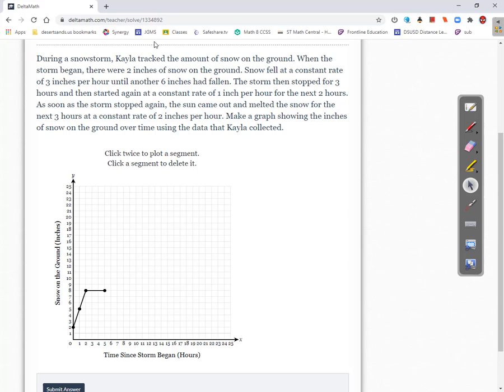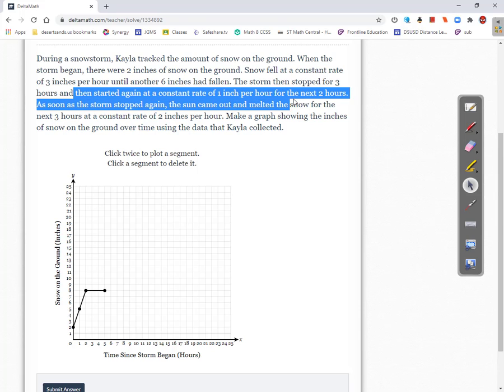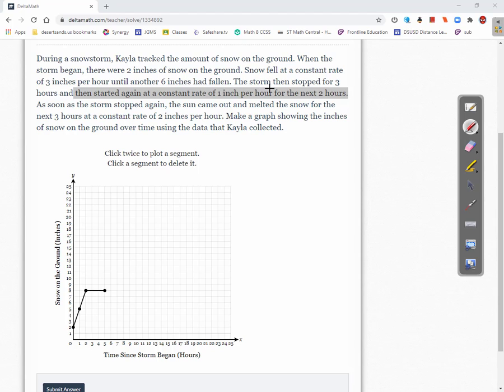Perfect. Okay, then it says, and then it started at a constant rate of 1 inch per hour for the next 2 hours. Again, now we do have the word per, and it's hidden over here. So it says 1 inch per hour. So my m is going to be 1 inch per 1 hour. And remember, per means that's singular. It's going to be per hour. So from here, I actually have to go up 1, right 1.